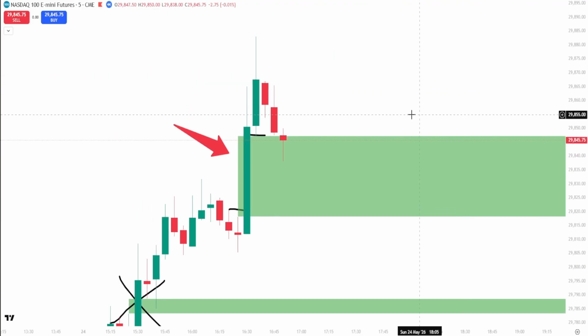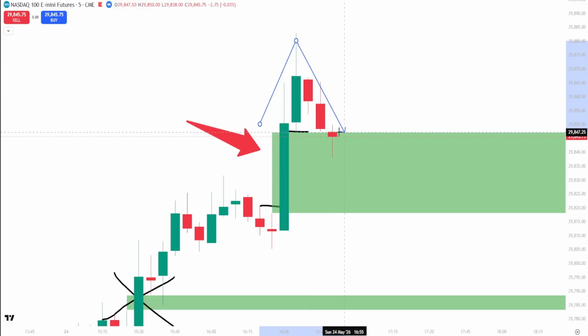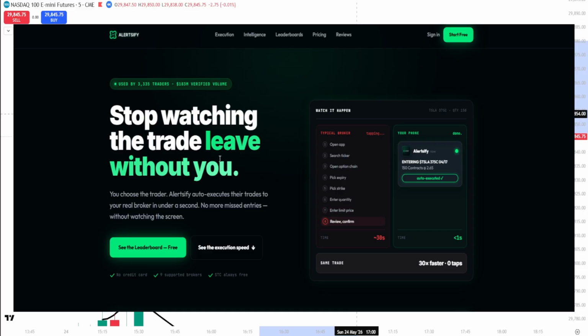So here, you can see price has been moving up after that initial impulse. And now it's starting to pull back. It's coming back down toward our fair value gap box. Now this is the part most beginners mess up. They see price entering the zone, and they just immediately buy. Don't do that.